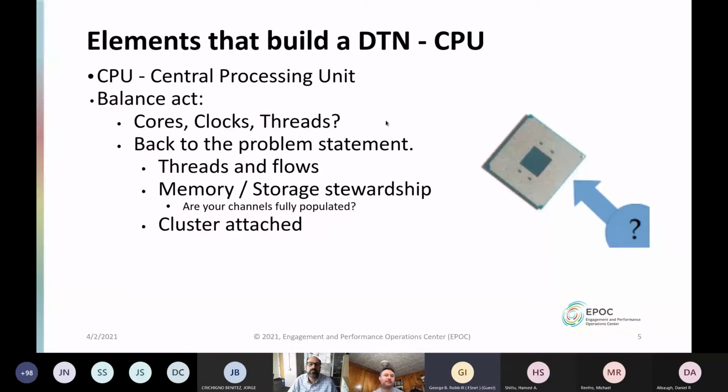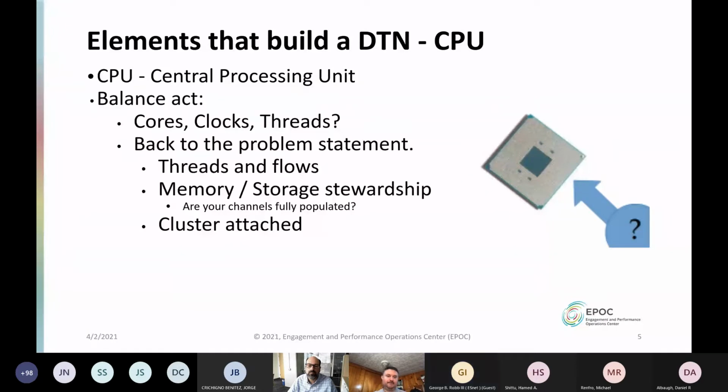So let's start with CPU, central processing unit. It's a balancing act of cores, clocks, and threads. Back to your problem statement of what are you trying to solve? How are you serving the science? So do you need just a quick and easy 10 gig DTN? Do you need to move 1 terabyte an hour? Do you need to just get a couple of small data sets here? Are you moving exabytes? Do you need a fleet of DTNs?